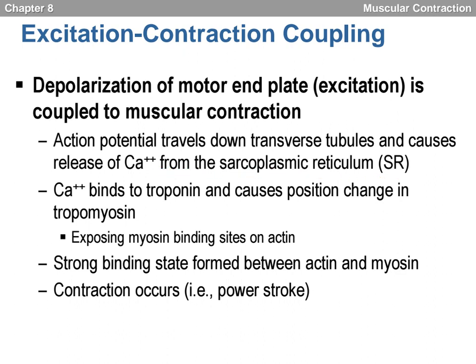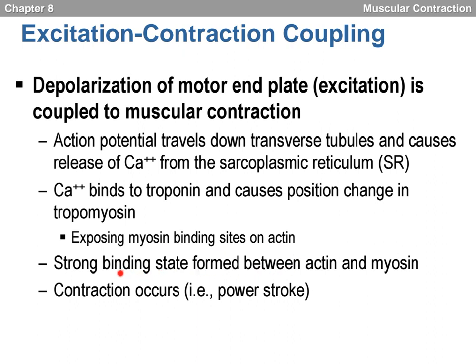Recall that anatomically, the transverse tubule is very close to the terminal cisternae, which are parts of the sarcoplasmic reticulum. So those are physically juxtaposed. They're very close, and that allows for this coupling here. So calcium then is released from the sarcoplasmic reticulum within the muscle fiber. The calcium then binds to troponin, causing a position change in tropomyosin, and that exposes the myosin binding sites in the actin. So we've talked about that previously.